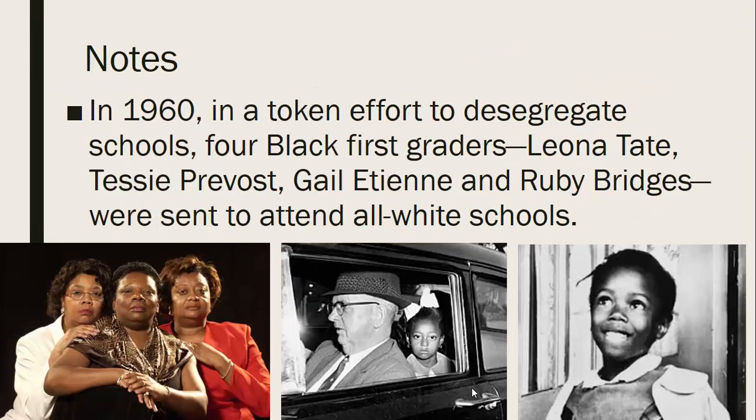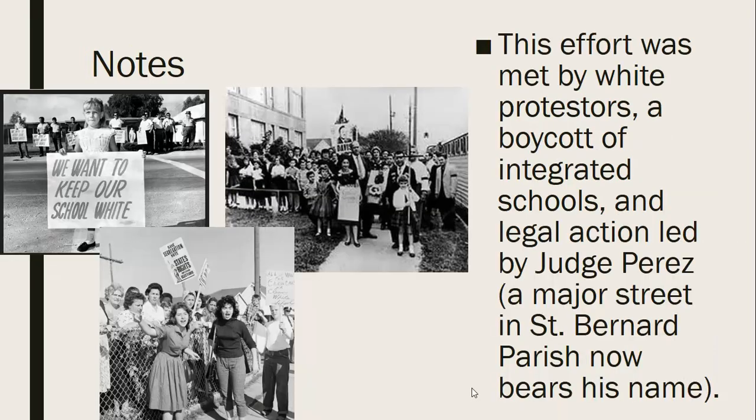So we would think that a first grader being allowed to go to an all-white school to get the best education she can would be welcomed by people. Unfortunately, many of the white families at this school and then just other white people around the city protested this. They were hoping to boycott integrated schools. So families threatened to take their kids out of the school.